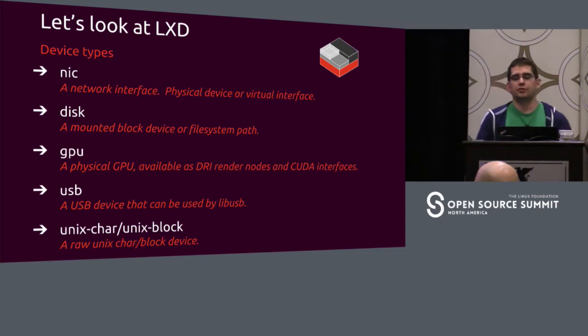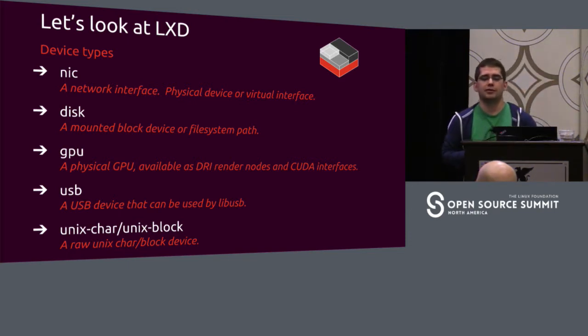For disks, we support either effectively just bind mounting a path from your host into the container. So you can say that you want /home/username/some-directory to show up as /mnt in the container, and LXD will do it for you. Or you can point to a physical block device, be that a full disk or partition, and just have LXD mount that for you at a given path in the container.